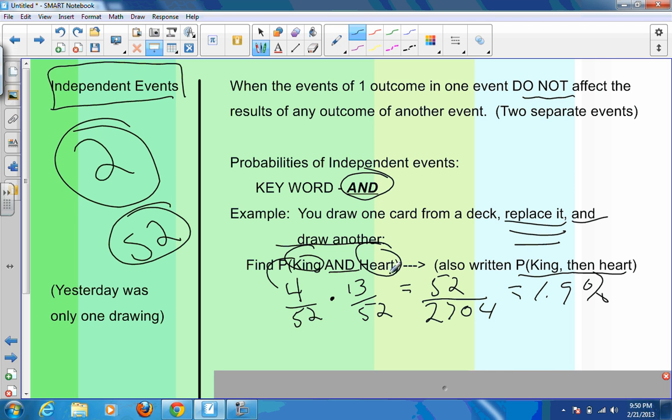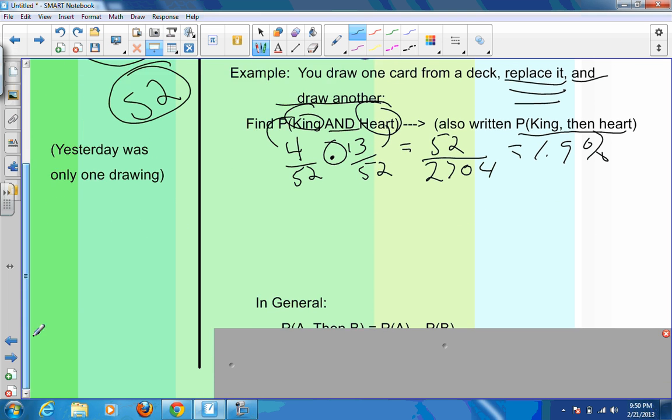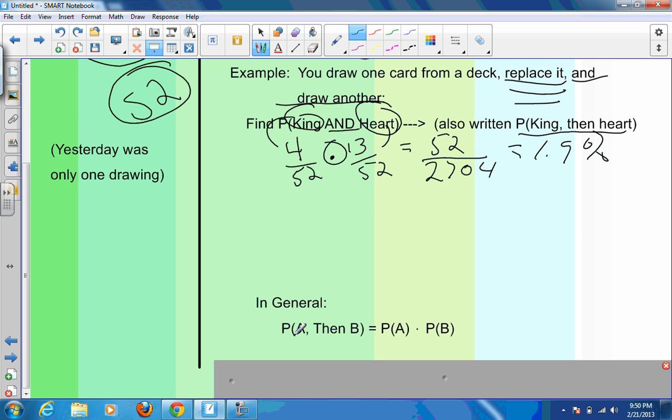Okay, so when we do independent events, I want you guys taking the probability of the first and the probability of the second and multiplying them together. If one event does not affect the other, that's what we do. So in general, if I say I want to find the probability of doing one thing and then the probability of doing the other, we multiply these probabilities together.